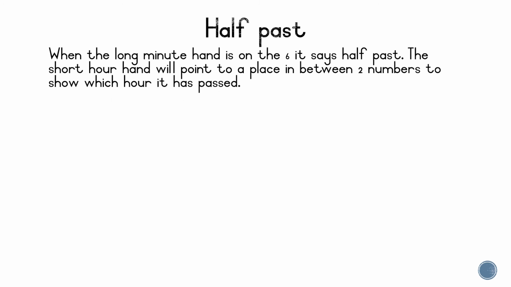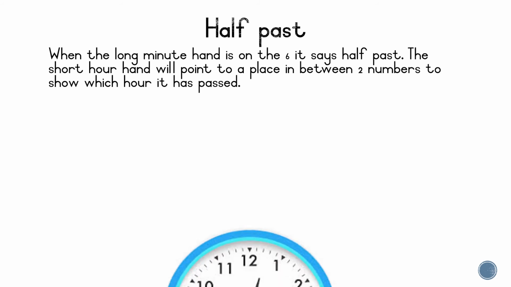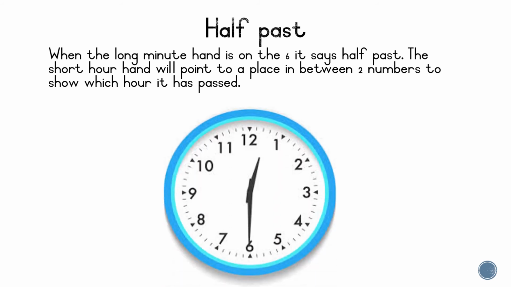Right, so let's look at half past. Let's look at a clock that shows us half past. When the long minute hand is on the 6, it says half past. The short hour hand will point to a place in between 2 numbers to show which hour it has passed. Here we have our clock. The long minute hand is pointing to the 6. Can you still remember what that means? Yes, it means half past.